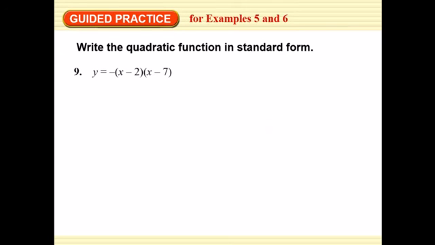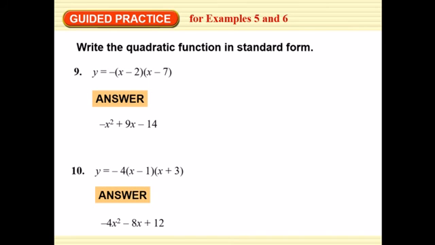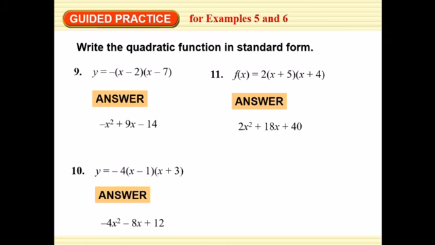Here in the guided practice, go ahead and go through the foiling process, and save that a value for last. Okay, those were all taking examples from intercept form to standard form. Now we're going to have a couple of guided practices taking it from vertex form, so make sure to expand.